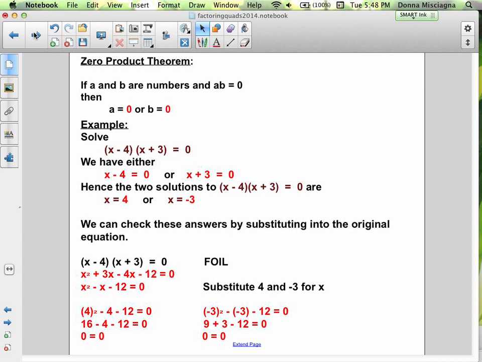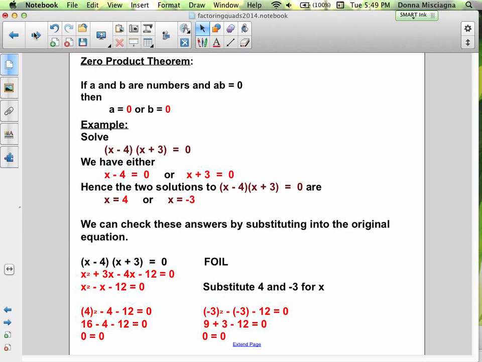All right, so when we multiply, we'll have x times x, or x squared. We'll have 3 times x, or 3x. Those inner terms, negative 4 times x would be negative 4x, and negative 4 times 3 would give us negative 12. All right, so now we combine the like terms. All right, so 3x minus 4x would be a negative x.